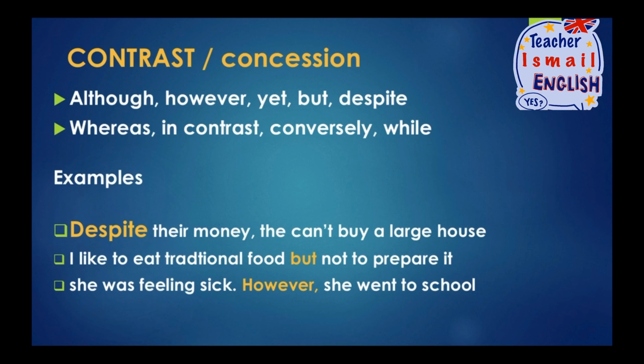So you can say, despite their money, they can't buy a large house. Another example: I like to eat traditional food, but not to prepare it.